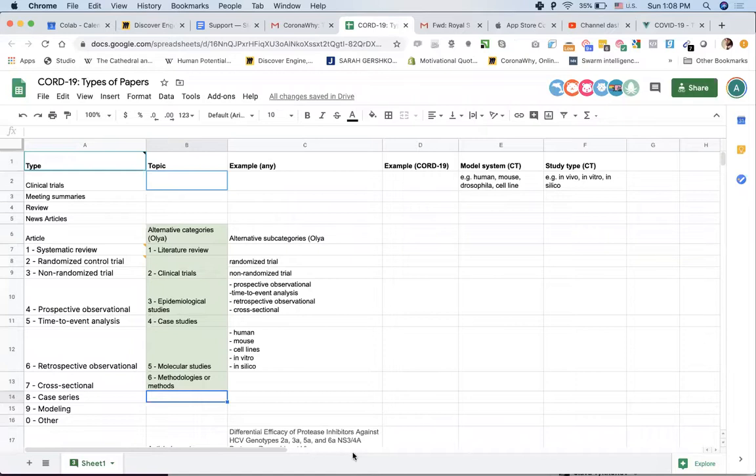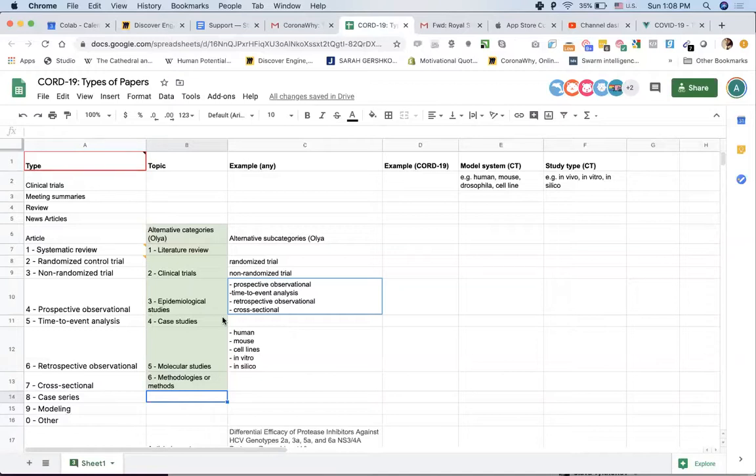Do you want to add some of those things? There are some subcategories here in the column next to the green column, but feel free to add these other subcategories that you think would be useful.